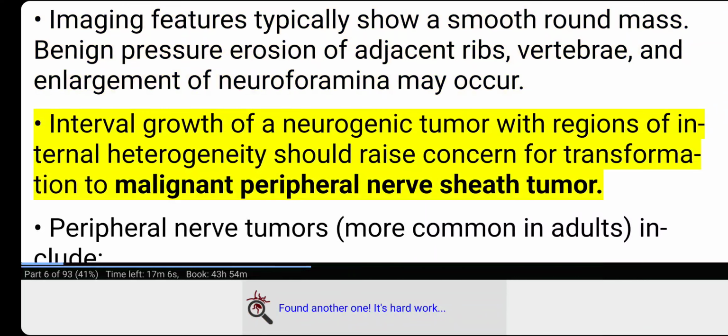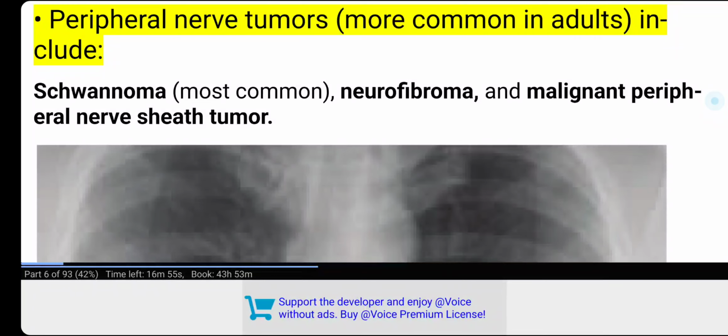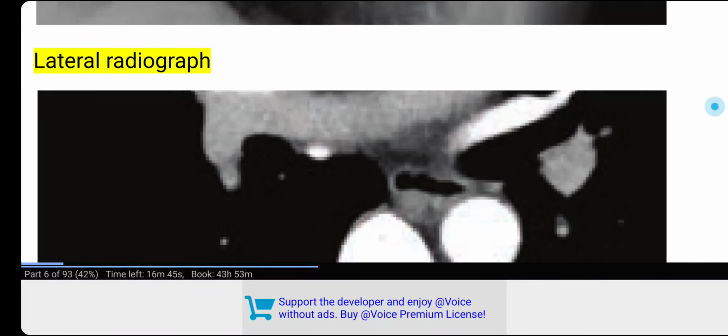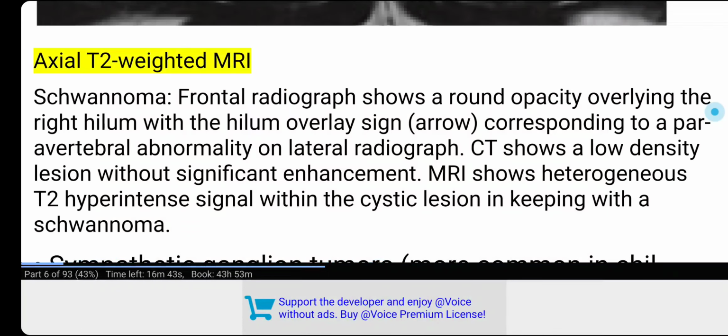Interval growth of a neurogenic tumor with regions of internal heterogeneity should raise concern for transformation to malignant peripheral nerve sheath tumor. Peripheral nerve tumors, more common in adults, include schwannoma, most common, neurofibroma, and malignant peripheral nerve sheath tumor. Frontal radiograph. Lateral radiograph. Axial CT with contrast. Axial T2 weighted MRI. Schwannoma.